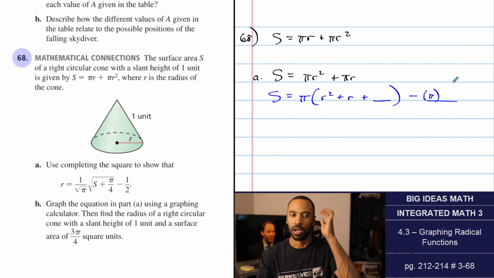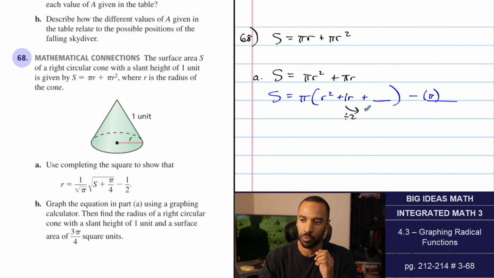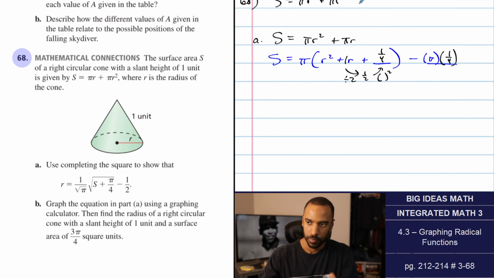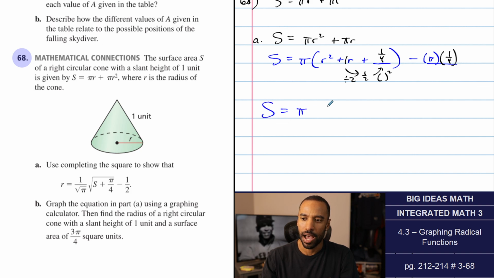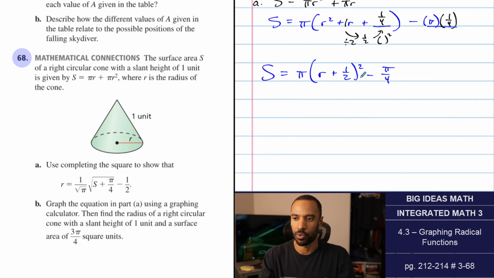Okay. Now, from there, we divide, this is a 1. We divide 1 by 2, and we get 1/2. We square 1/2, and we get 1/4. So this is pi times 1/4 that gets subtracted out here. So this is S equals pi times, and this factors into r plus 1/2 quantity squared, and this is minus pi over 4. Now, I need to start solving for r, so a couple things are going to happen here.